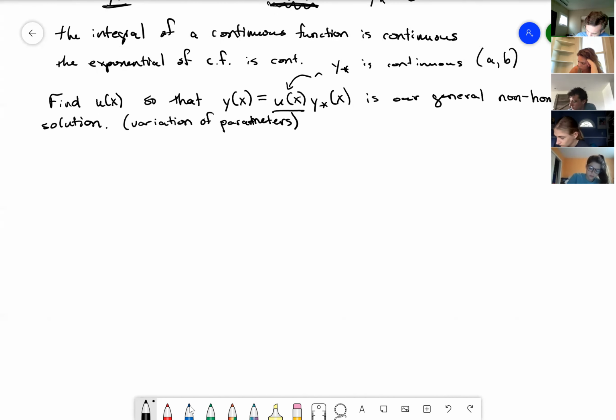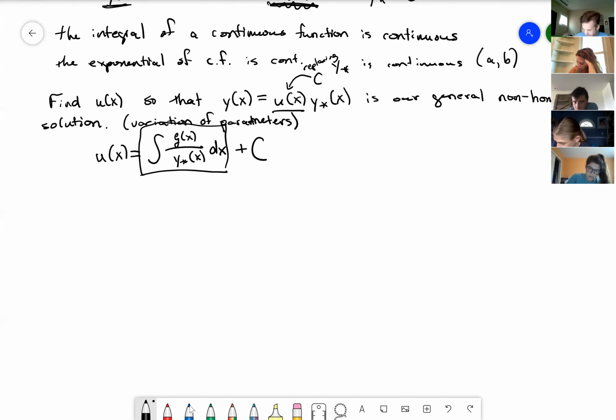What we saw is that this is replacing the constant that we would normally have had for our homogeneous solution. So we replace that constant with some function of x, and then we try to solve for that function to figure out our general solution. That's the variation. What we worked out was that u of x is just equal to the integral of q of x over y star of x dx plus some constant. So this is some antiderivative, and this constant is uniquely determined by our initial condition.